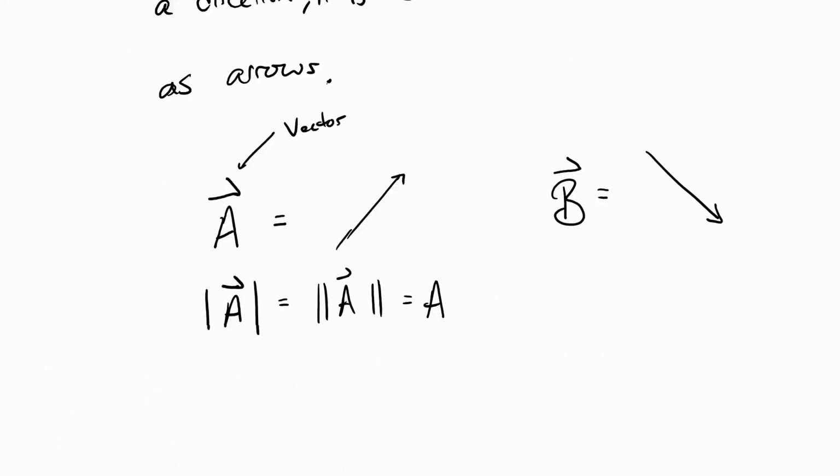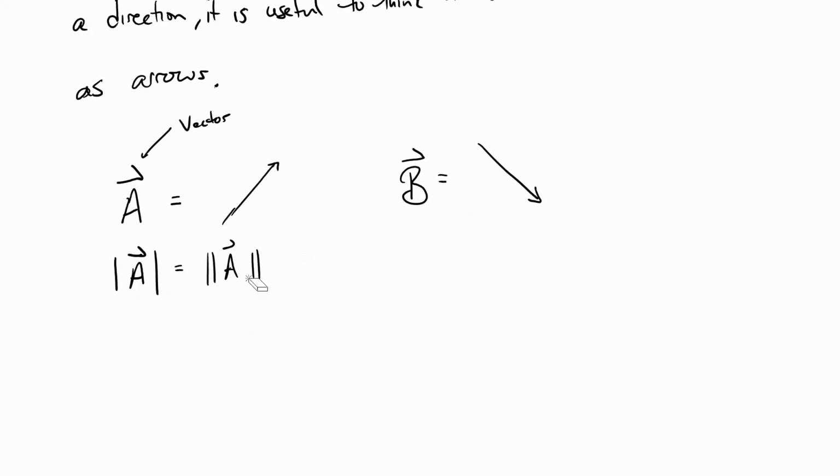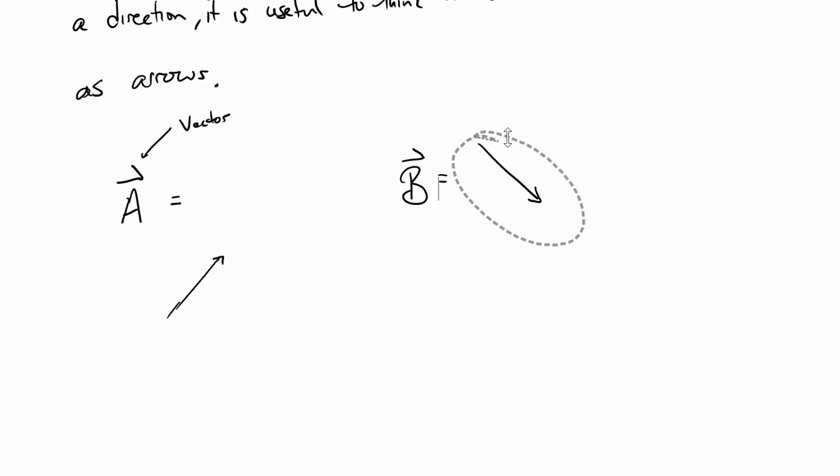Now, that's all well and good, but we want to be able to do some work with these. So one thing we want to be able to do is add vectors. So let's grab this and grab this, and I want to know, what is a plus b?